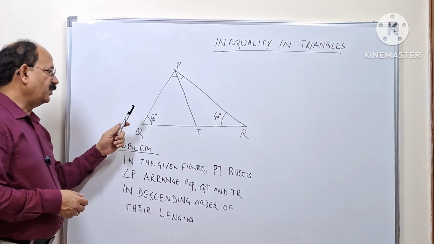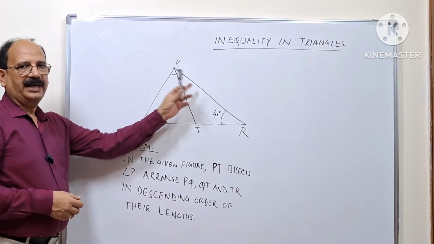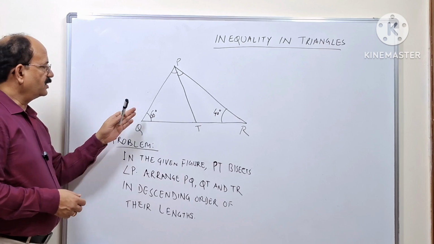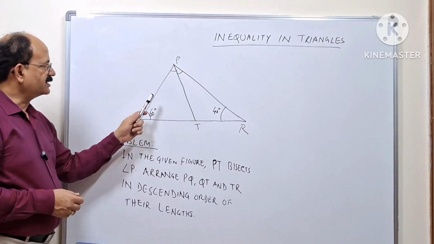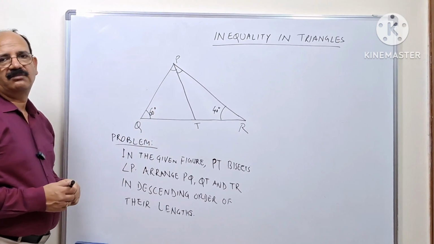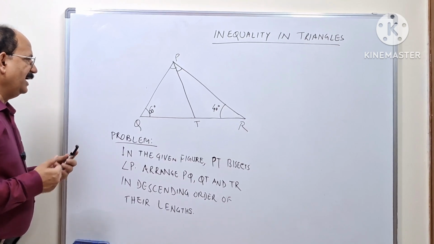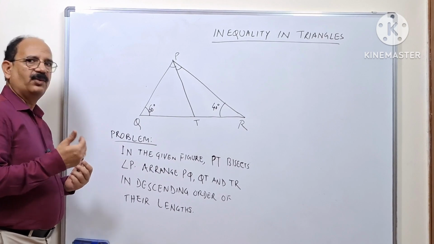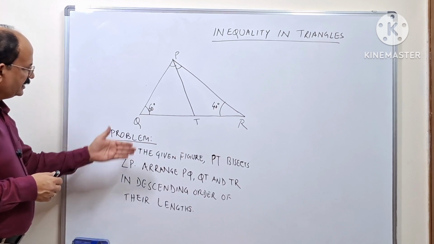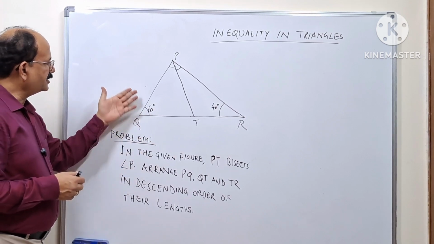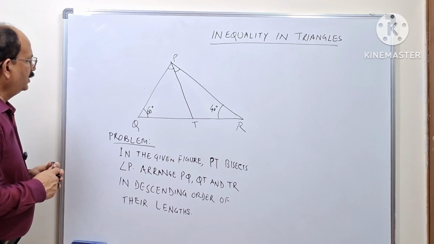And if one angle is greater than another angle, then the greater angle will have a greater opposite side compared to the side which is opposite to the smaller angle. So we will use the concept of equality of angles and sides and inequality of angles and sides in arranging these three sides PQ, QT and TR in descending order.